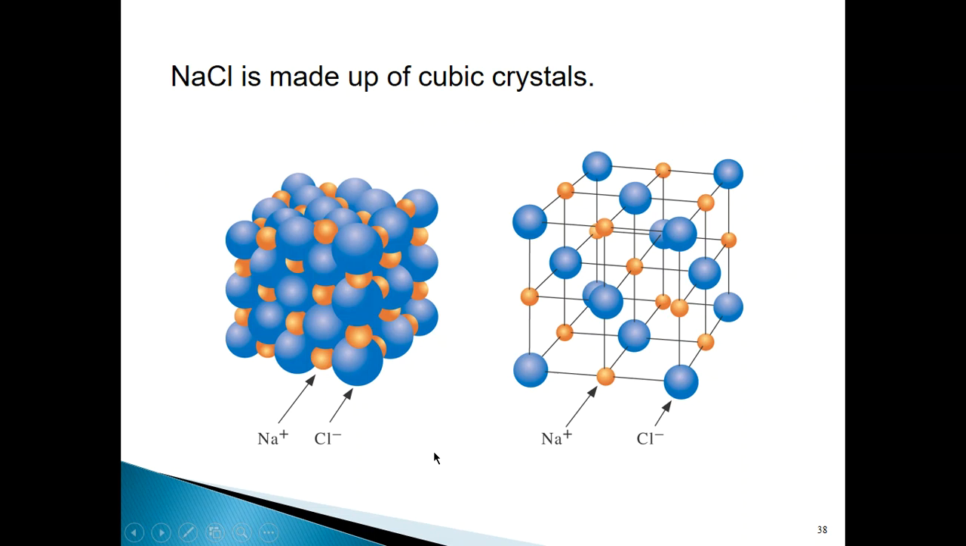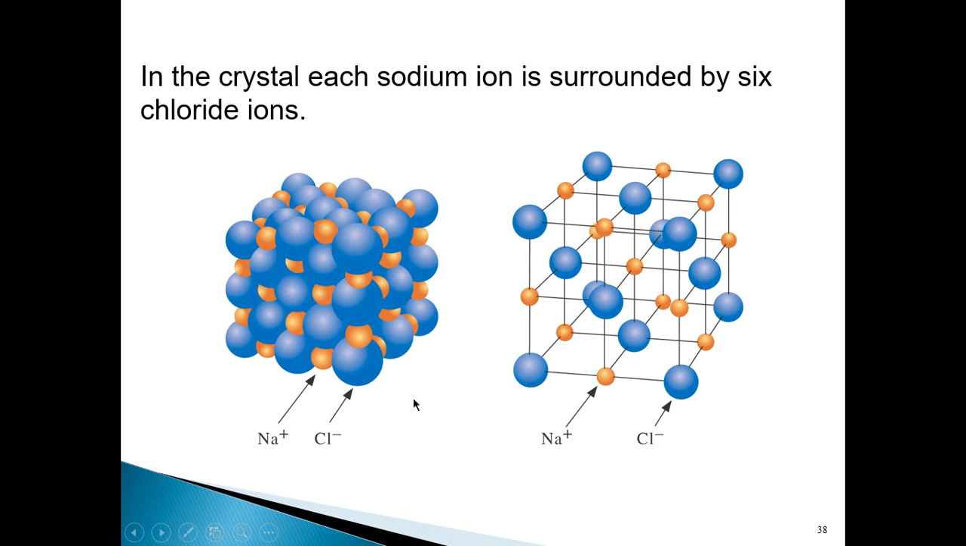Now, in terms of the growth structure of ionic compounds, what you'll find is that they assemble themselves into a regular structure. In most textbooks, they call them a crystal structure.